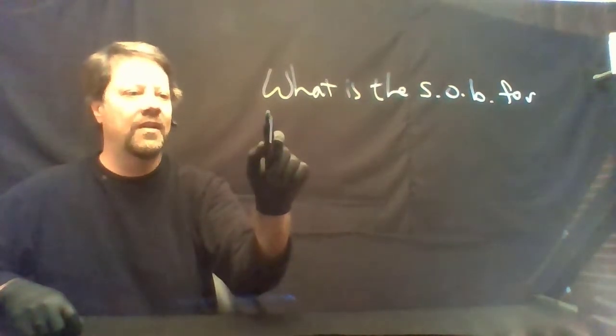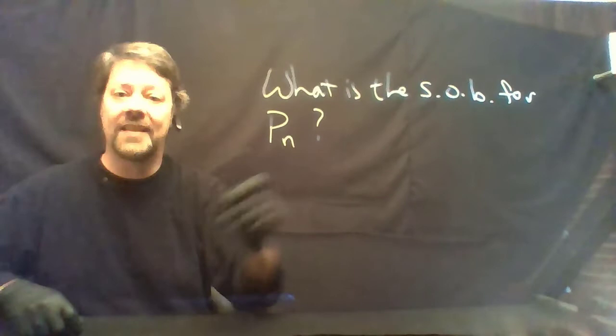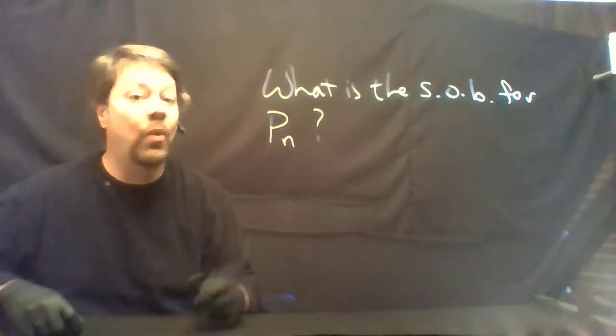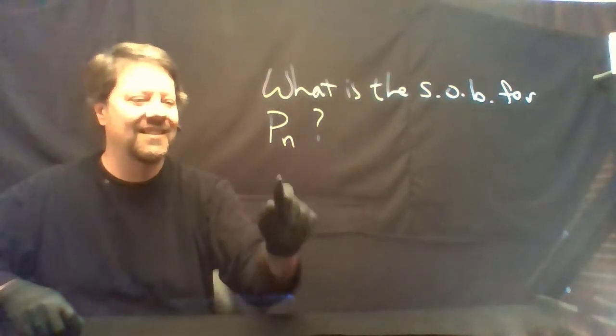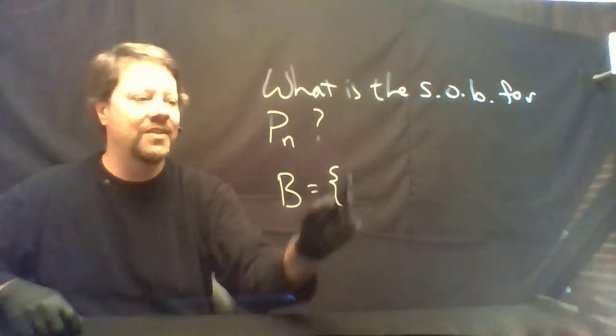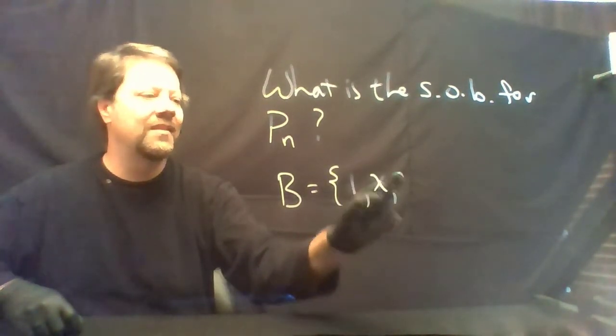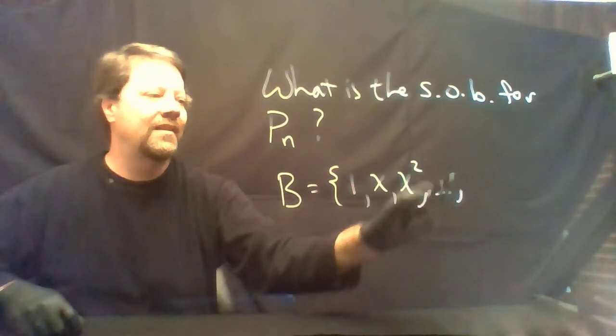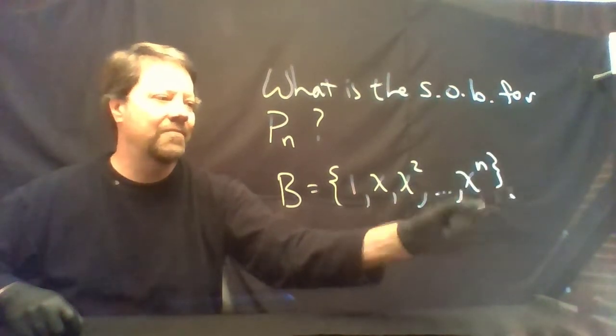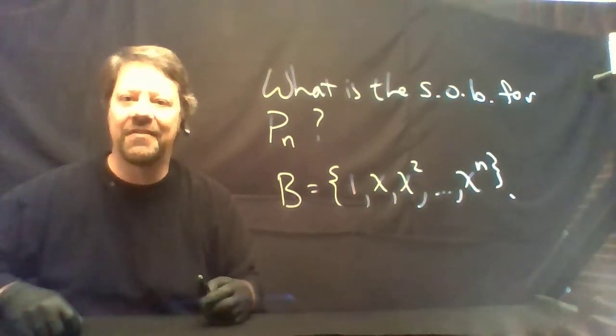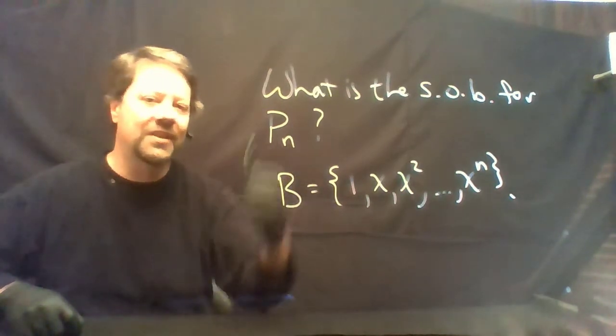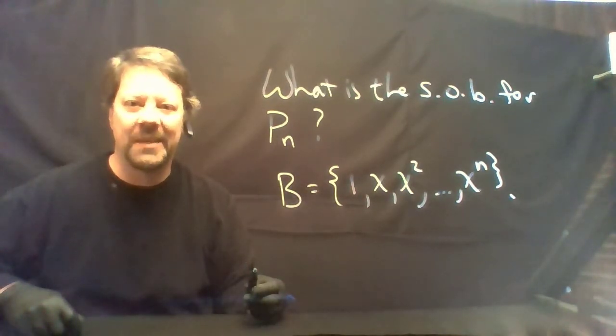What is the SOB for Pn? The set of polynomials of degree n or less. The standard ordered basis is 1, x, x squared, up to xn. By taking a linear combination of these functions, we can construct any polynomial in Pn.